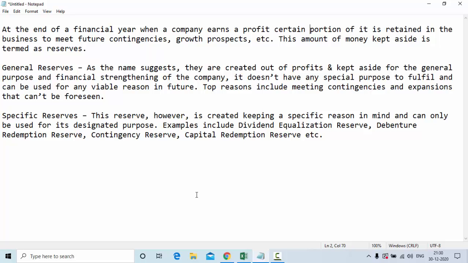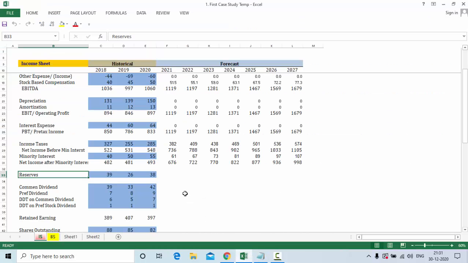Specific reserve. This reserve, however, is created keeping a specific reason in mind and can only be used for its designated purpose. For example, dividend equalization reserve, debenture redemption reserve, contingency reserve, capital redemption reserve. So there are multiple types of reserve which a company can keep. At a time, a company may keep multiple categories of reserve. So in the Excel file on your sheet you can see we have the reserves in the last 3 years.